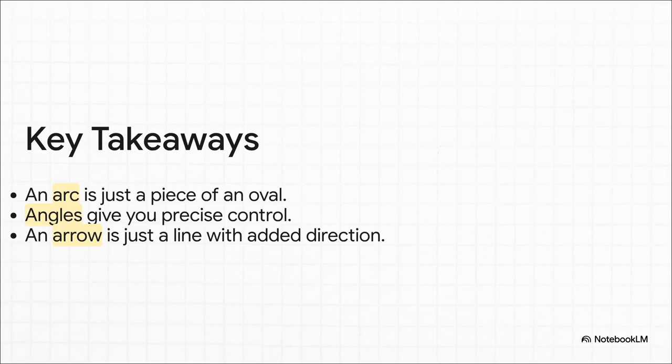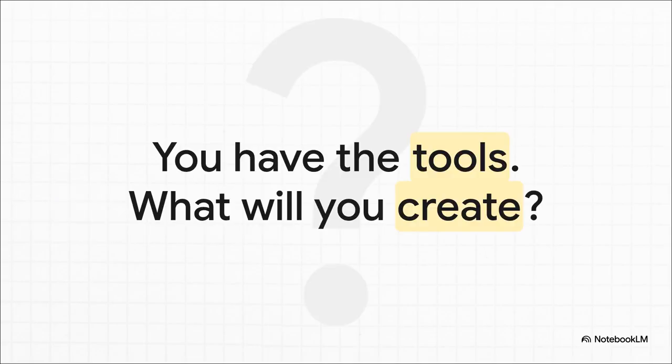Okay, here's what you really need to remember. First, and most important, an arc is just a piece of an oval. Don't overthink it. Second, those two angles, start angle and sweep angle, give you all the control you need: where to start and how far to draw. And third, an arrow? It's just a line that knows which way it's pointing. It really is that simple. So, what looked like complex shapes are really built on simple, easy-to-understand ideas. The power is now in your hands. You've got the tools to create perfect curves and directed lines for any project. So the only question left is, what are you gonna go create? Thanks for watching.